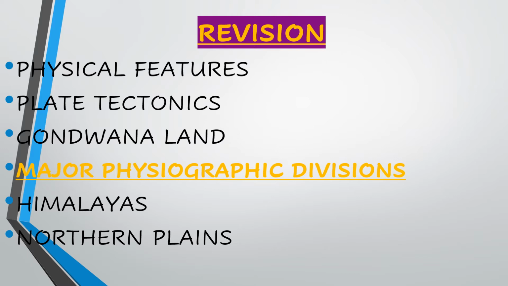So only because of plate tectonics, Gondwana land was separated into East Gondwana and West Gondwana. We all knew that Gondwana land was one big land. Clear? Now, what happened? How did Gondwana land get separated? It was due to the tectonic activity that was taking place beneath the earth.